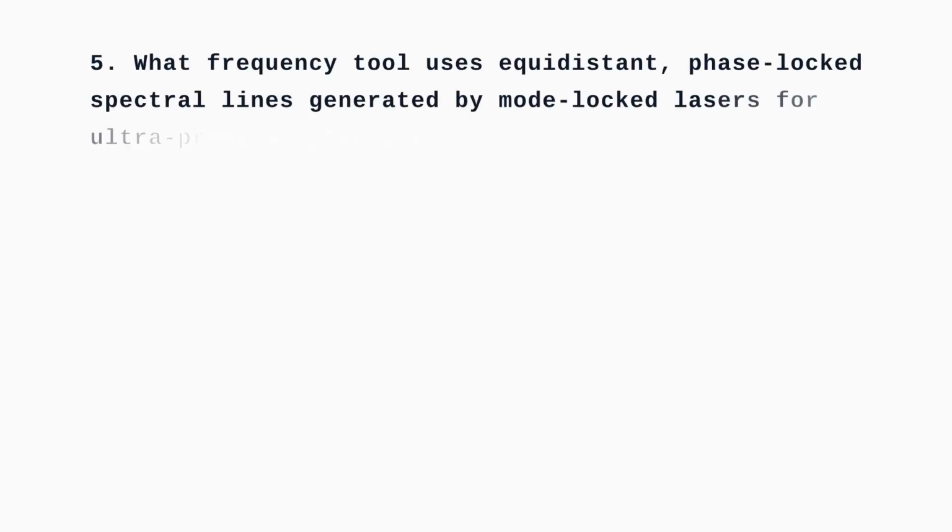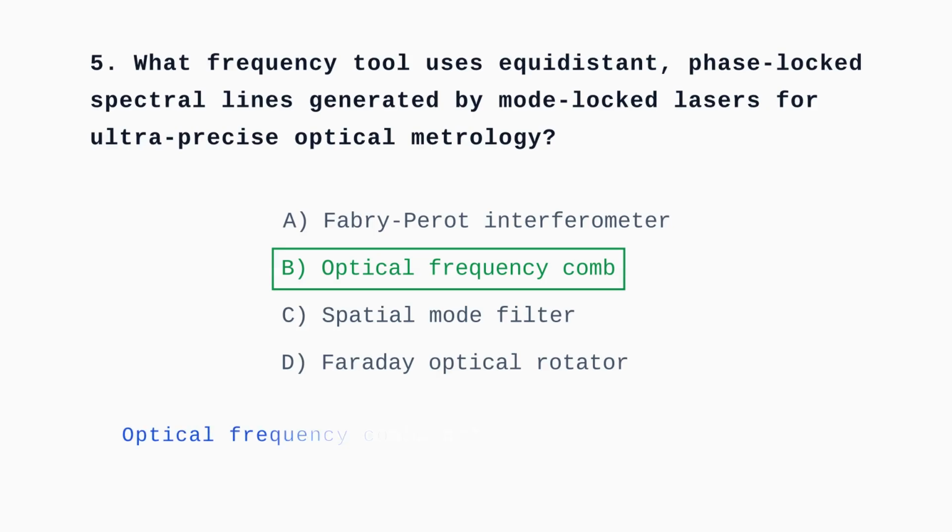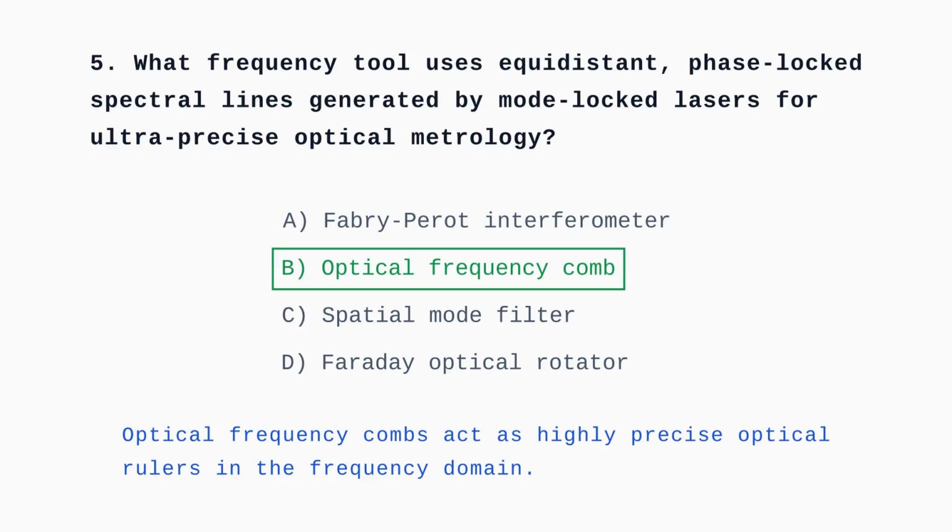Question 5. What frequency tool uses equidistant, phase-locked spectral lines generated by mode-locked lasers for ultra-precise optical metrology? An optical frequency comb provides millions of equidistant, phase-locked spectral lines, acting as a highly precise ruler that links optical frequencies directly to microwave standards.